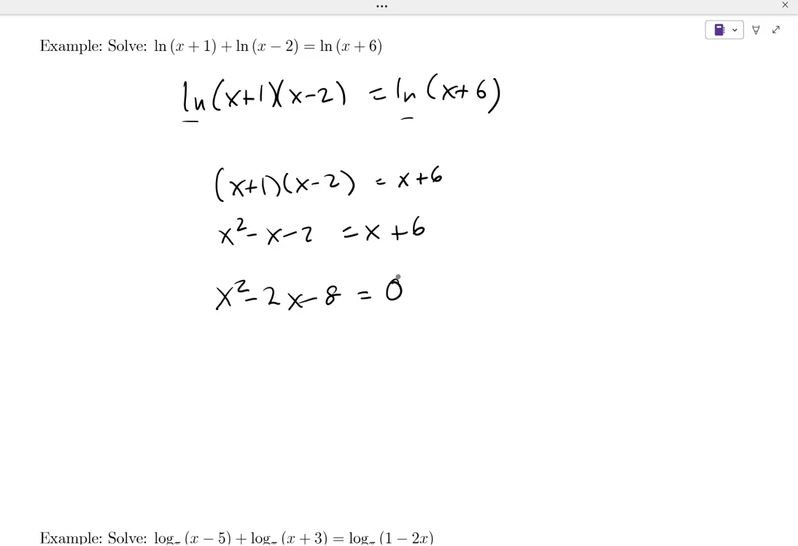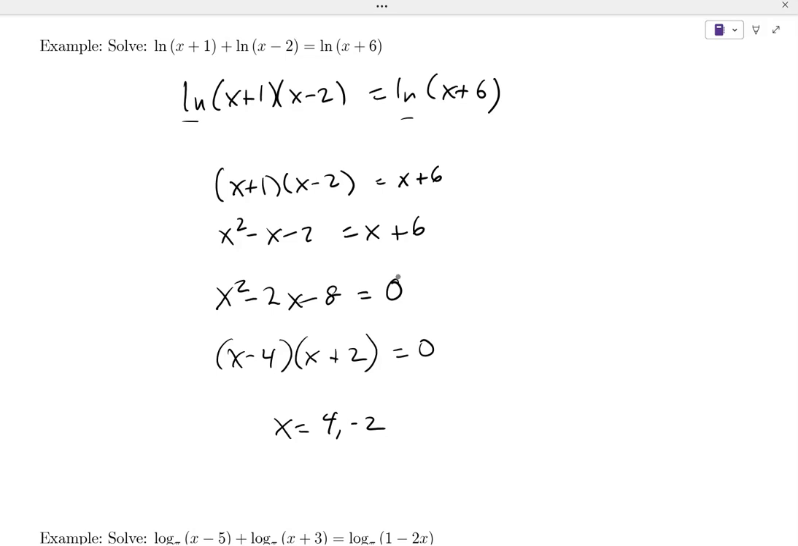How does that factor? Good. Yeah, x minus 4 and x plus 2. So what are your two answers in this case? 4 and negative 2. And then just like the previous problem, you need to check.